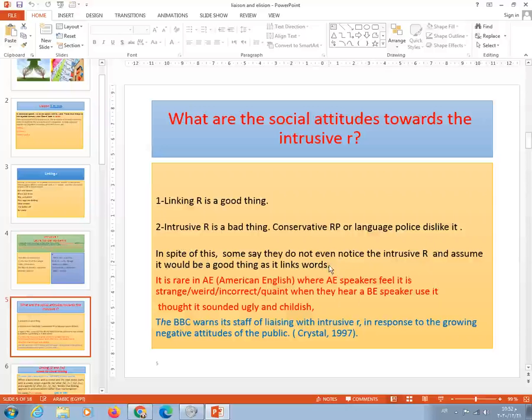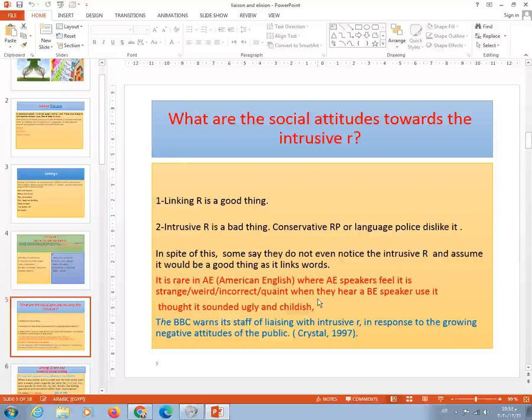What about American English? In American English, especially in the western states and the Midland and so on, in all these areas they pronounce the R. And then they do not like it.